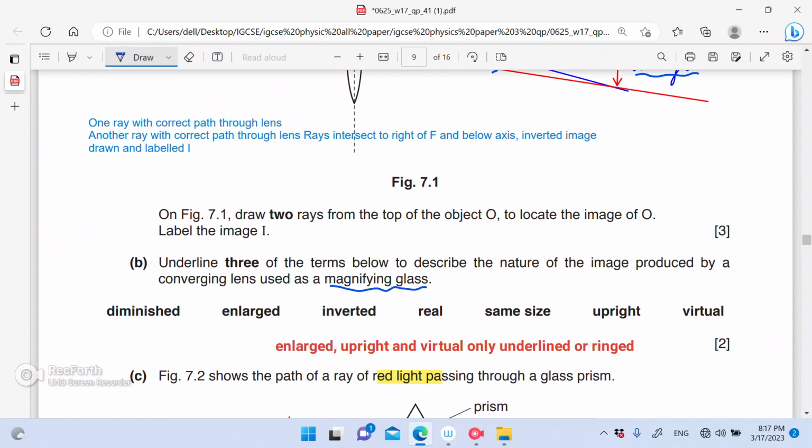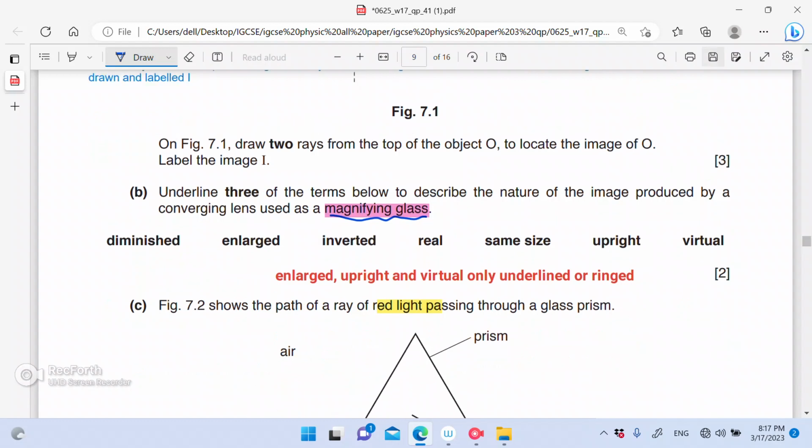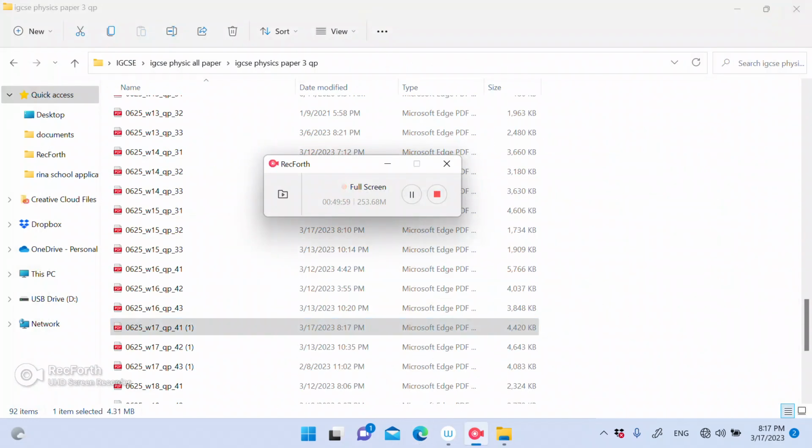I got a little bit confused. Okay, they are talking about magnifying glass, not about the one you have drawn. They are talking about magnifying glass. So you know the image of the magnifying glass, it is virtual. Okay, it cannot be projected on the screen. It is upright, it is enlarged.